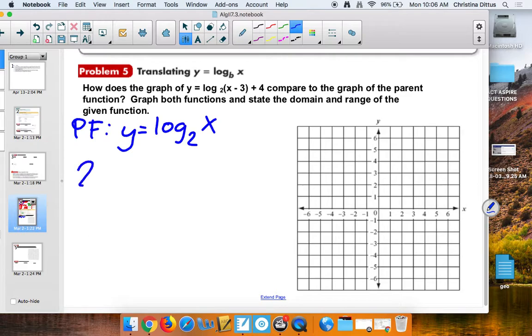2 to the x power equals y. You were gone, get out your notes. Be gone Friday too. Sweet. Or no, not that. What is it? 2 to the what power? 2 to the y power equals our x. Okay, now what do I do? Make our table.